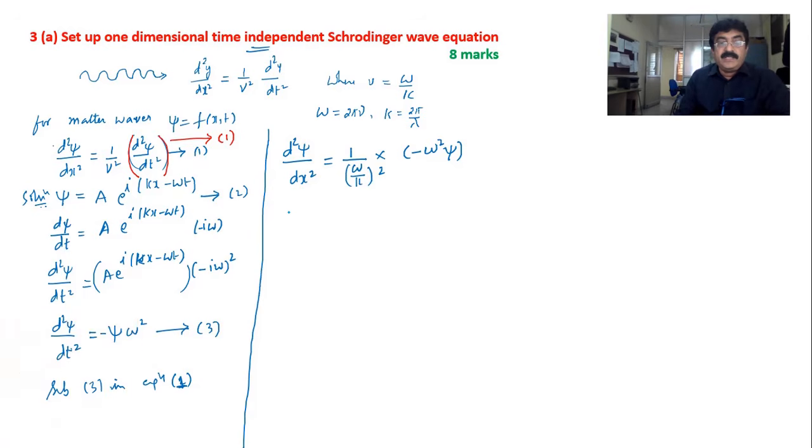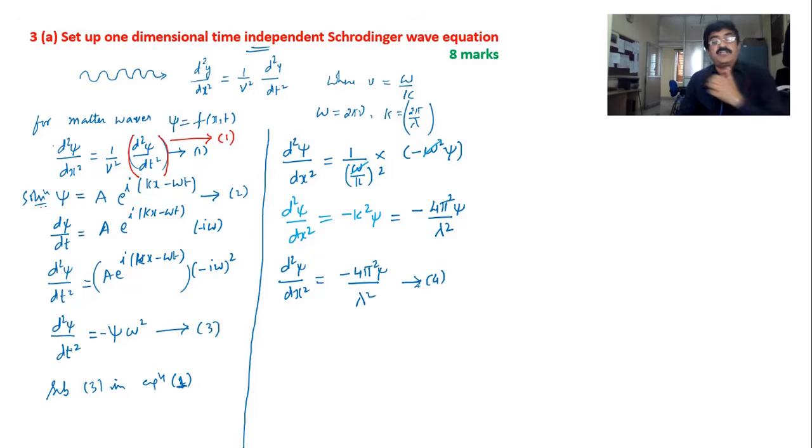This becomes d square psi by dx square is equal to, see, omega square cancels, k goes to the numerator, so it becomes minus k square psi. Okay, and you know what is the k value? K is already there, it is 2 pi by lambda, therefore this becomes minus 4 pi square psi divided by lambda square. So d square psi by dx square is equal to minus 4 pi square psi divided by lambda square. Call it equation number 4.